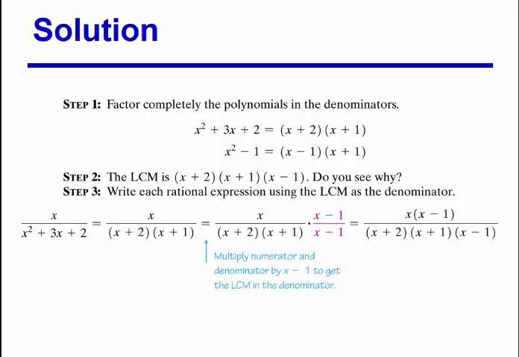So in other words, what we have to add to the first one, the x² + 3x + 2, we just have to multiply by (x − 1). And then for the bottom one, x² − 1, we just have to go ahead and multiply by (x + 2). So therefore, our new denominator becomes (x + 2)(x + 1)(x − 1). They both have to have the same factors. And so you can see here that what we end up with is x times (x − 1) over (x + 2)(x + 1)(x − 1).